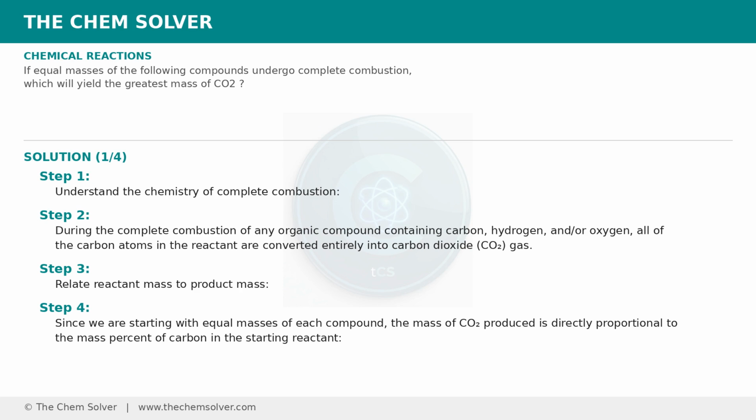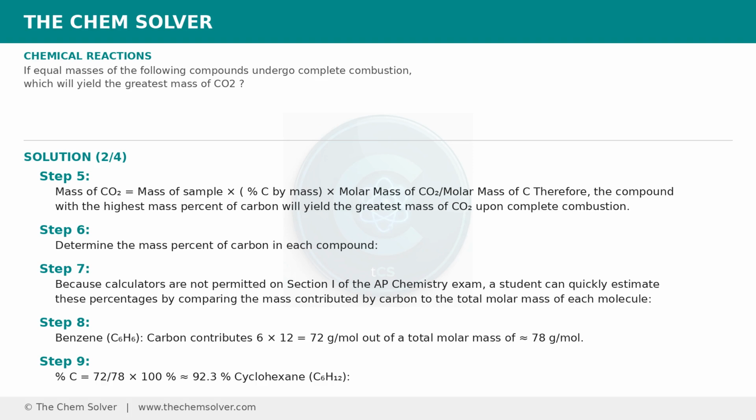Relate reactant mass to product mass. Since we are starting with equal masses of each compound, the mass of CO2 produced is directly proportional to the mass percent of carbon in the starting reactant. Mass of CO2 equals mass of sample times percent C by mass times molar mass of CO2 over molar mass of C. Therefore, the compound with the highest mass percent of carbon will yield the greatest mass of CO2 upon complete combustion. Determine the mass percent of carbon in each compound.